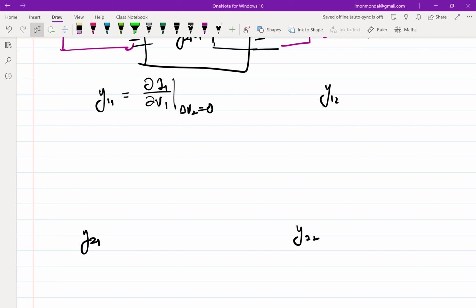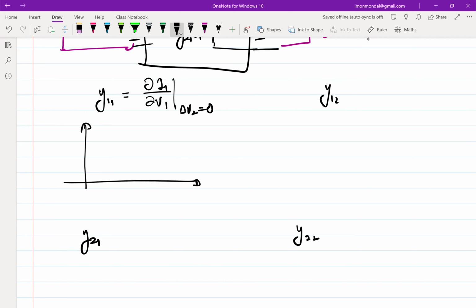Because I have 2 ports, I have 2 sets of currents and 2 sets of voltages: I1, I2, V1, V2. Essentially, I can have 4 plots: I1 versus V1, I1 versus V2, I2 versus V2, I2 versus V1. So which plot should I look at in order to get Y11? I1 versus V1, right? So let's see.